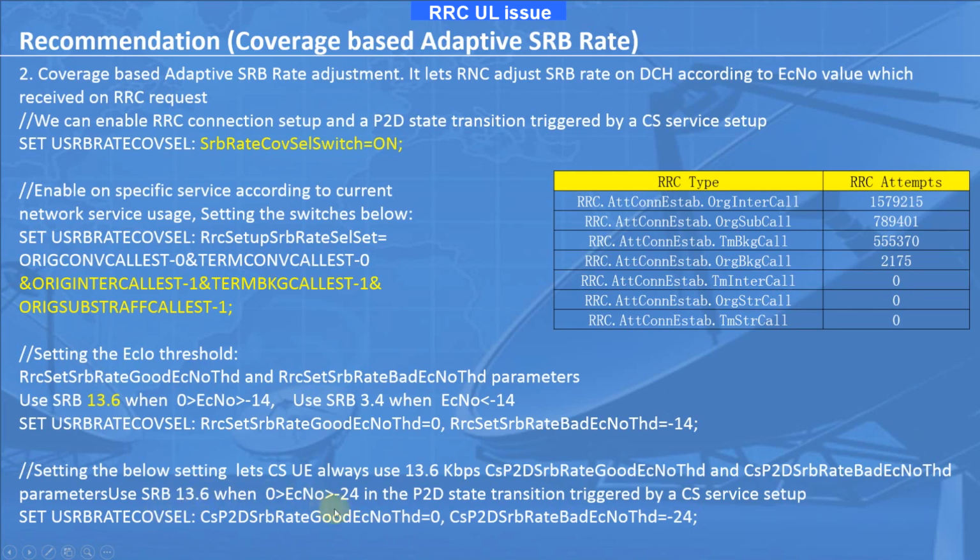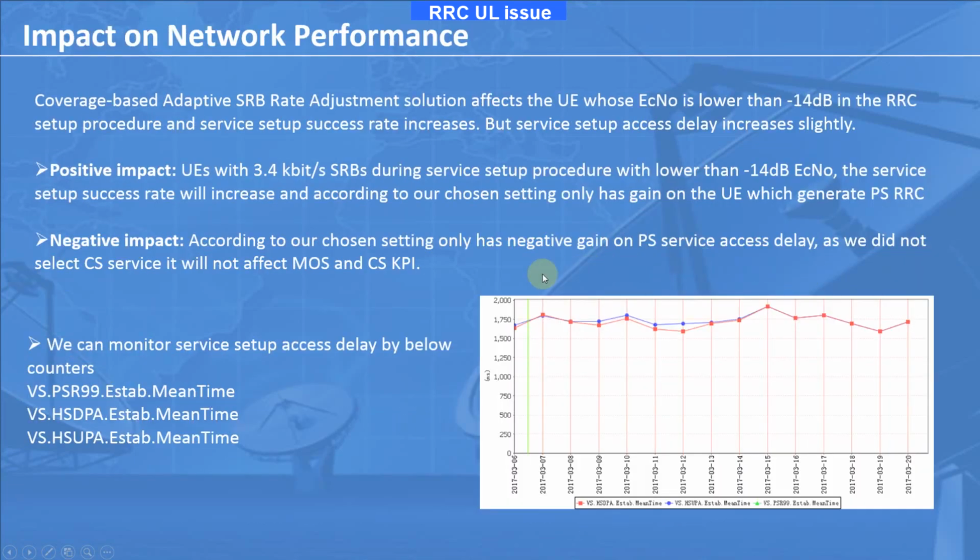13.6 SRB. Impact on network performance: the coverage-based adaptive SRB rate adjustment solution affects the UEs whose EcIo is lower than -14 dB in the RRC setup procedure, and the service setup success rate increases, but the service setup access delay increases slightly. We can monitor the service setup access delay by the counters below.